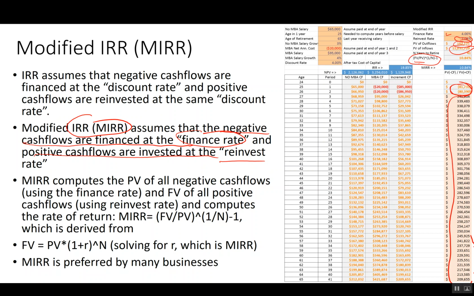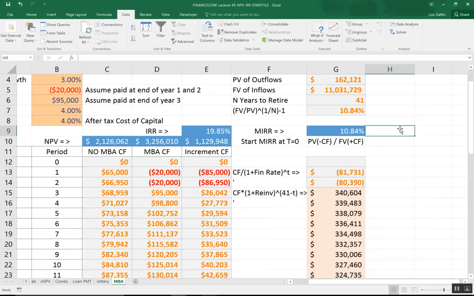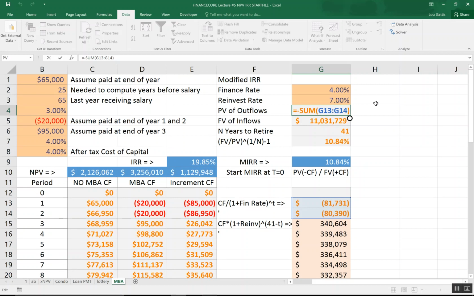So let's take a look at that spreadsheet. We calculate the present value of the negative cash flows, discounted at the finance rate, and the present value or future value of all the future cash flows. Notice I'm doing a future value. I'm pushing all the cash flows out to year 41. However, you don't need to do all that because all you need to do is use the MIRR function.